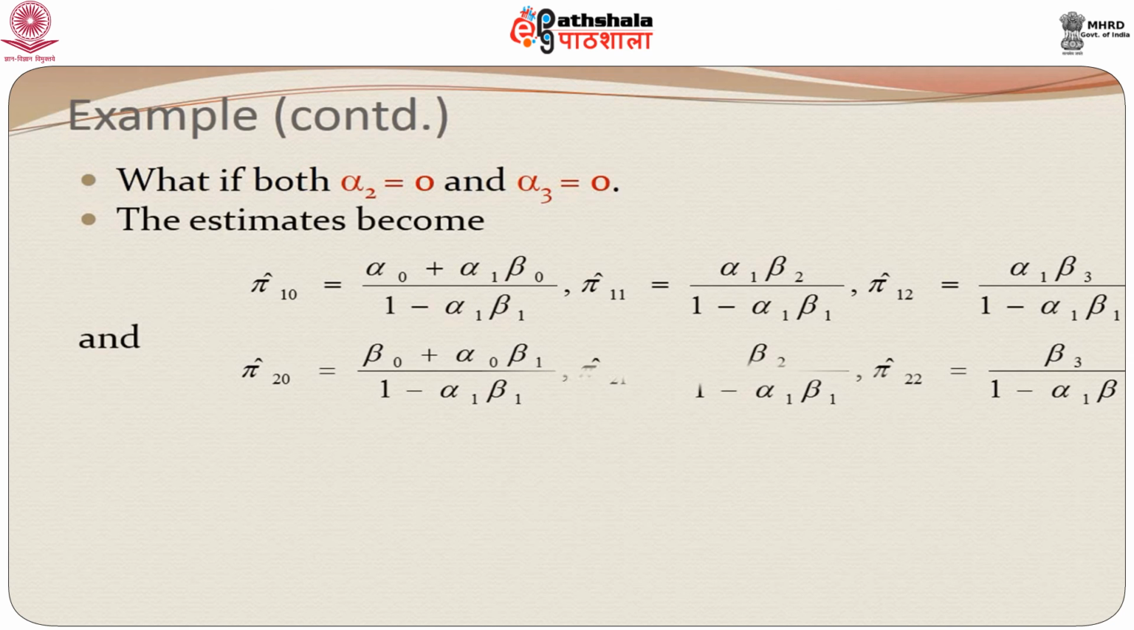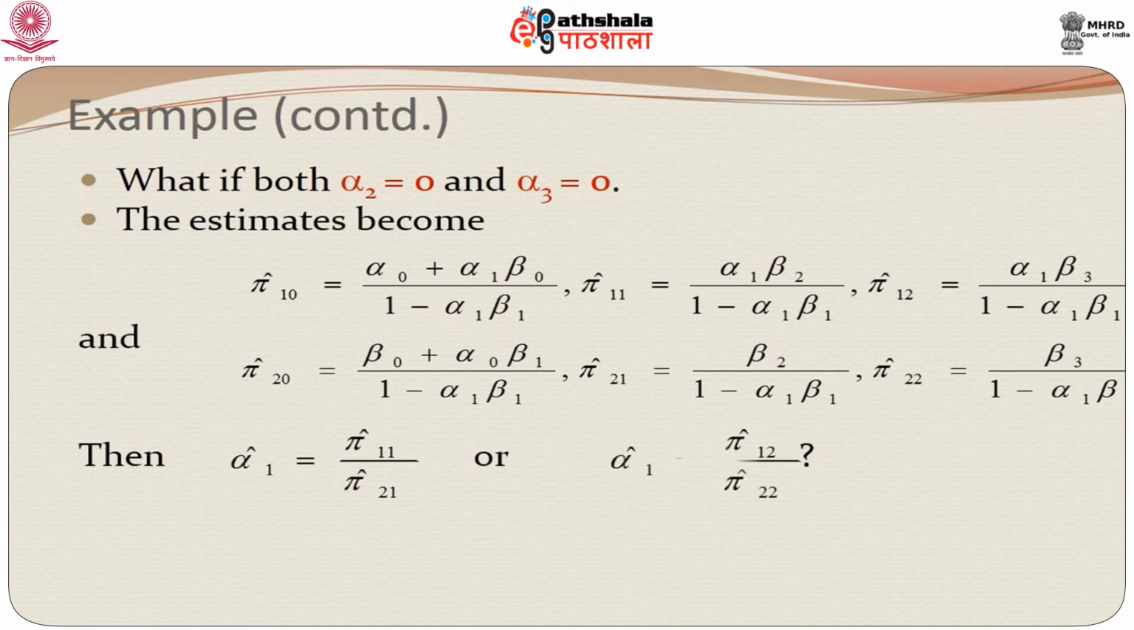Then there are two things that happen. There is an OR here. If you look at the second component in both, so if we write pi 1 1 hat by pi 2 1 hat, we get alpha 1 hat. But then if you look at the third components, pi 1 2 hat and pi 2 2 hat, the ratio of these two also gives you alpha 1 hat. So, we can have two different estimates of alpha 1 hat, and similarly, corresponding to this, we will have two different estimates for alpha naught also.